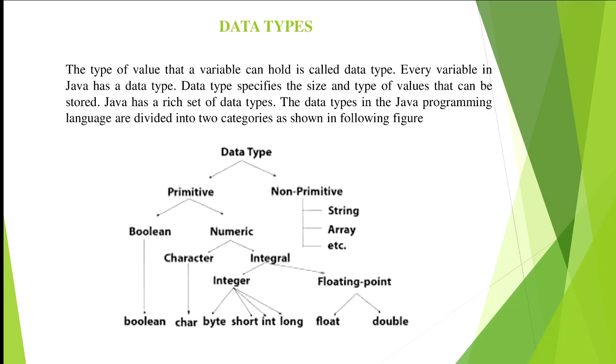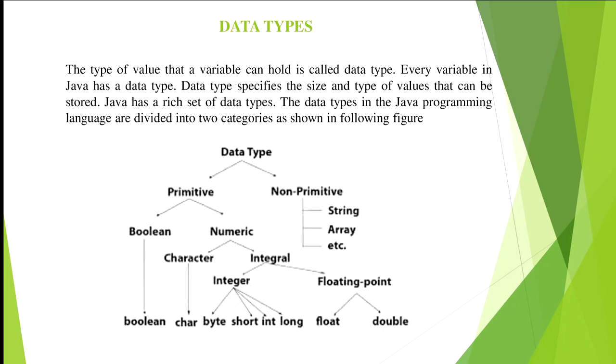In Java, integer divides into four different data types as byte, short, int and long. According to their storage capacities, these are categorized. In the second category, floating point, there are two different data types, float and double. All of you are very familiar with these float and double data types.